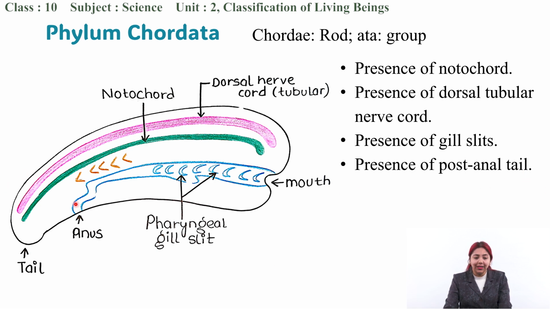Now this is the anus. Post means behind the anus. So the post-anal tail is the region that is present behind the anal opening. Now this post-anal tail is the part that is present behind the cloaca or the anal opening, and it is either reduced or absent in adults of certain chordates.